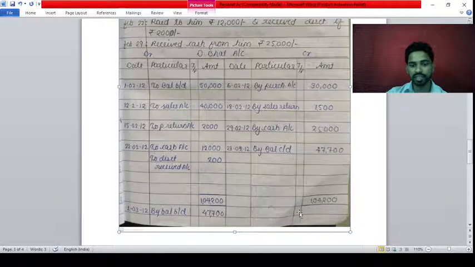As it is, take it in the credit side 1,04,200. From this 1,04,200 we have to minus 30,000, 1,500 and 25,000. The remaining balance is what? 47,700. This is nothing but the balance carried down. It will be the opening for the next month. So on 1st March 2012, by balance brought down 47,700. Like this we have to solve the problem.